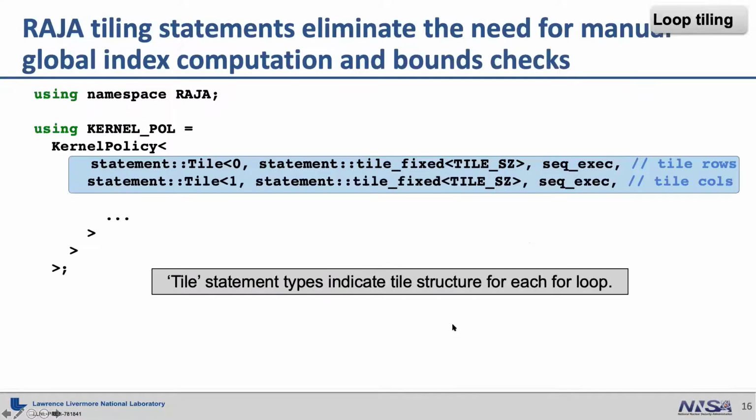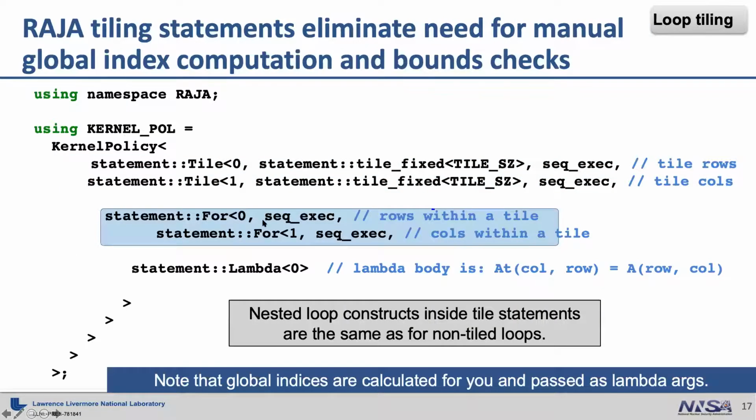Now with RAJA, you get some of this for free. So now we add in that we're going to do some tiling. This is all in our kernel policy. Again, this is going to be put somewhere separate from your actual kernel. You map these tiles to your two different indexes, and then you have your inner for loops. And RAJA is going to take care of mapping the indexes and making sure nothing goes beyond its bounds.